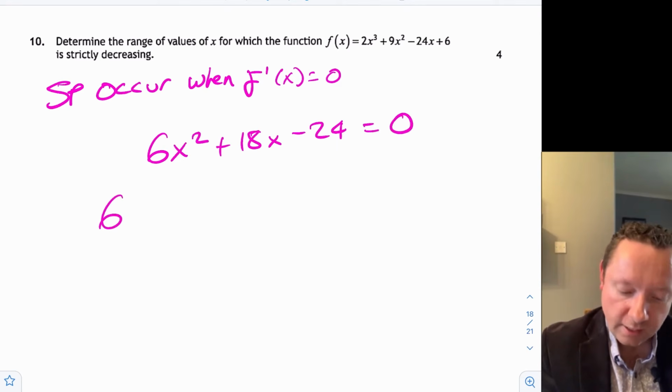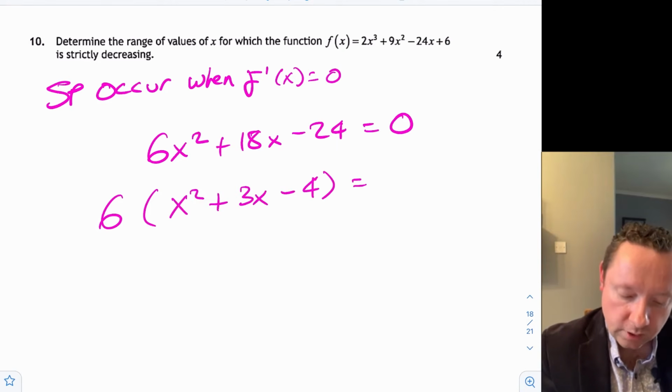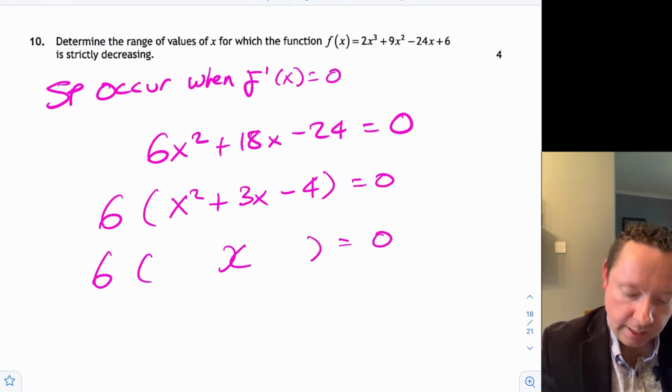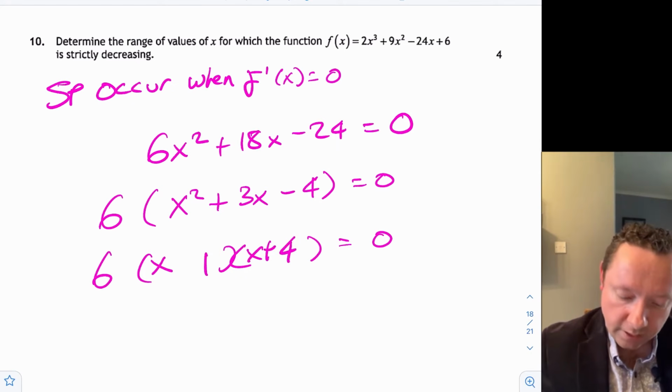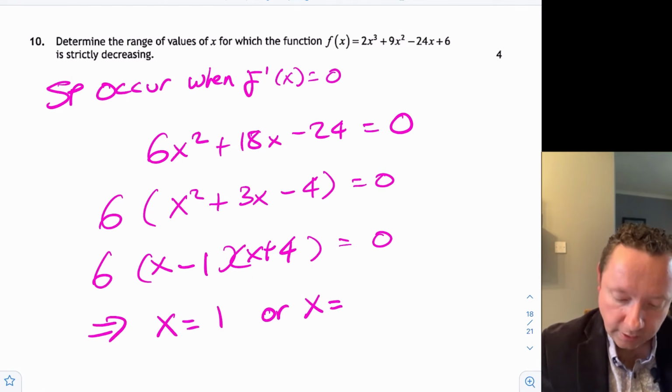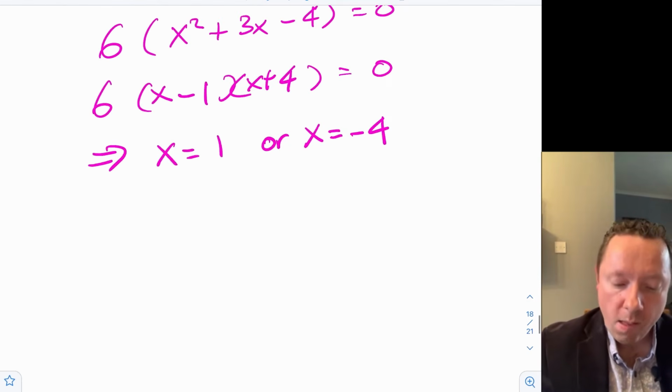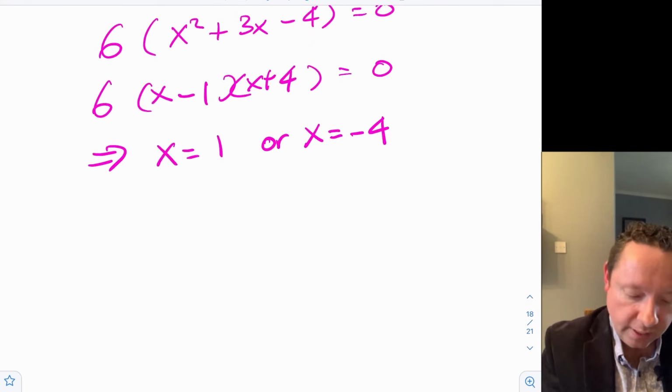6 is a common factor, so I get x squared plus 3x minus 4 equals 0, so double bracket that up. x and x. 4 and 1 make 3, plus 4 minus 1 makes 3, so that implies our stationary points occur when x equals 1 or x equals minus 4. So then there's two ways to go now. I'll give you both options. I'll use the nature table.